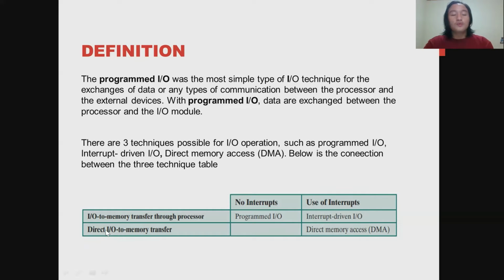The first one, which is the memory transfer through a processor, has program input-output and interrupt-driven. With program input-output, we don't have any interrupts, and with interrupt-driven, we have interrupts. For the one that transfers directly to the memory, we only have direct memory access, which also needs interrupts.